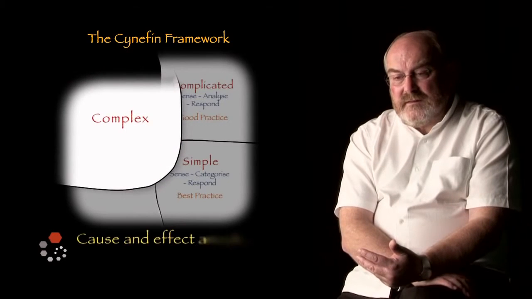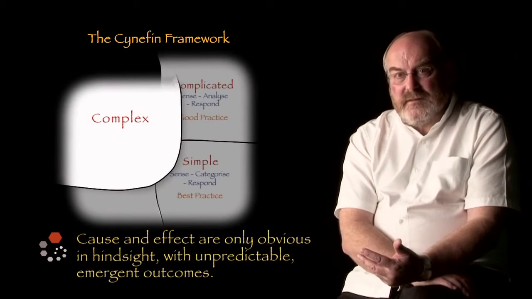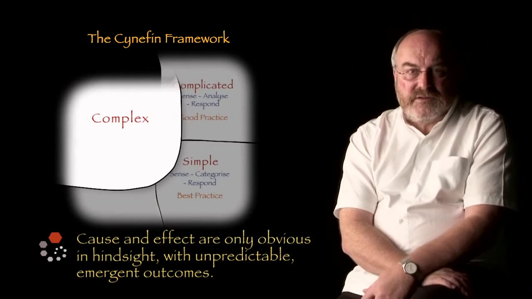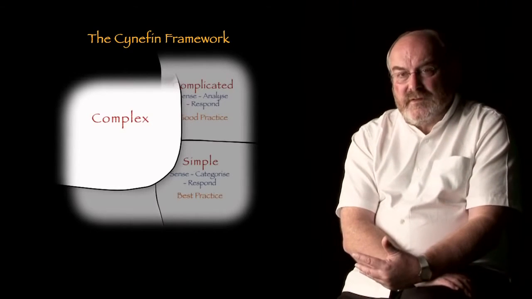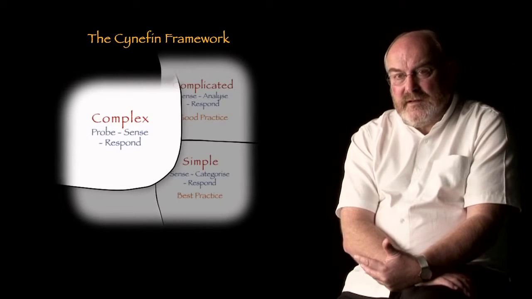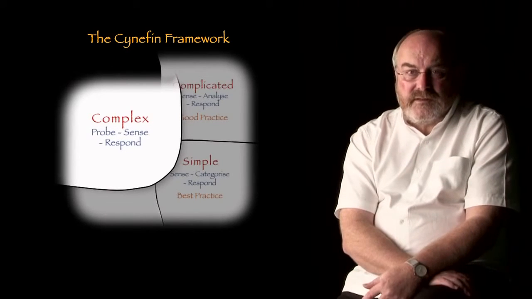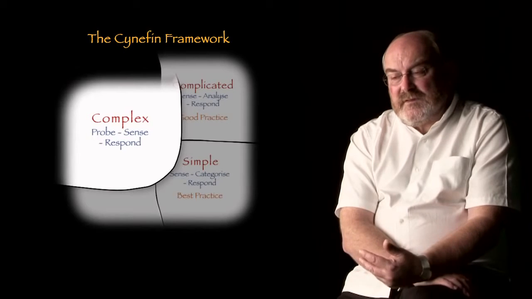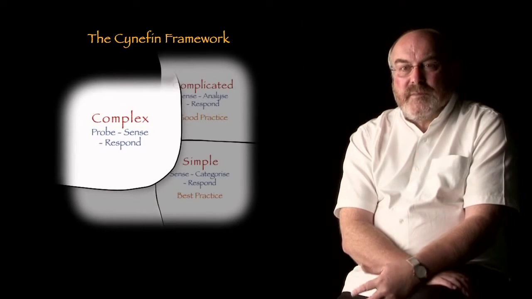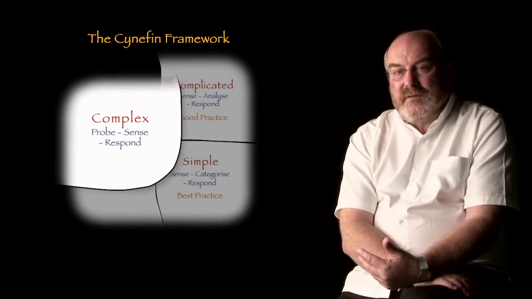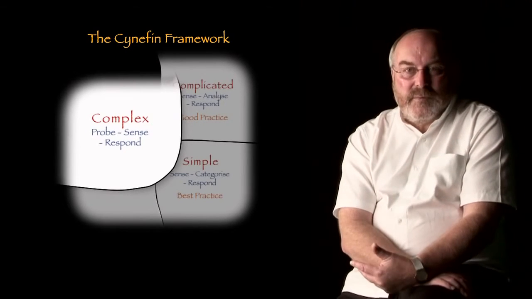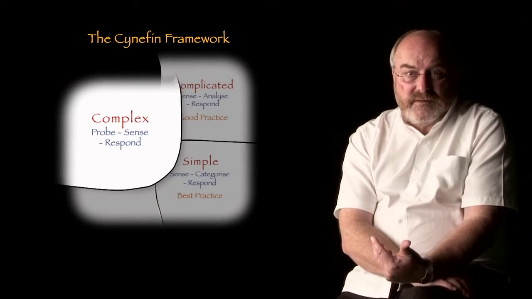Complexity, on the other hand, is a system without causality. It's a system of constraints on agents. Agents modify the system. So our decision model here is probe, sense, respond. We conduct safe-fail experiments. We don't do fail-safe design. If an experiment succeeds, we amplify it. If an experiment starts to fail, we dampen it. In fact, we shouldn't even do an experiment unless we've identified our amplification and dampening strategies in advance.